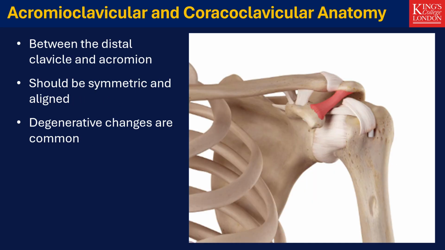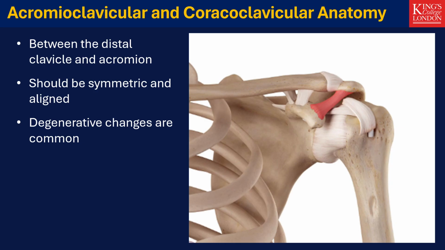The acromioclavicular joint is a diarthrodial joint between the distal clavicle and acromion. Stability is provided by the acromioclavicular capsule and the coracoclavicular ligaments, which consist of the conoid and trapezoid components. The acromioclavicular joint has a small meniscus as well. This is an important test question.